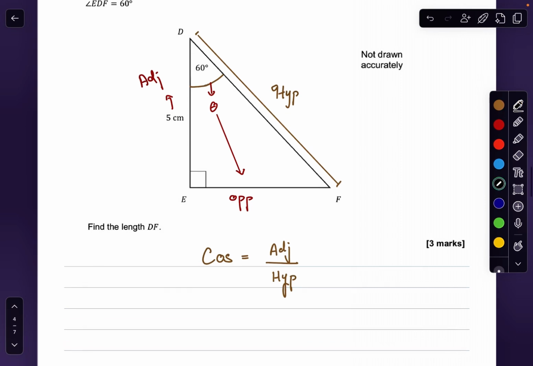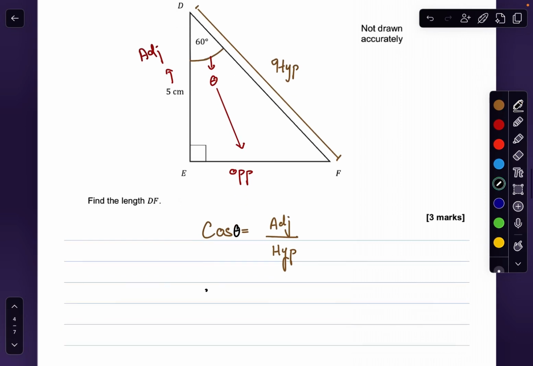Now to solve that, cos of theta angle is here. So theta is 60 degrees, using this one out as cos of 60 degrees equals adjacent. We are given the adjacent, so that's 5 centimeters divided by the side DF. We know hypotenuse is DF, so you'll use DF over here.